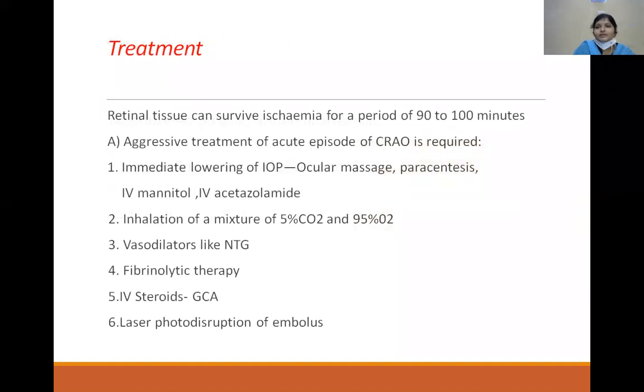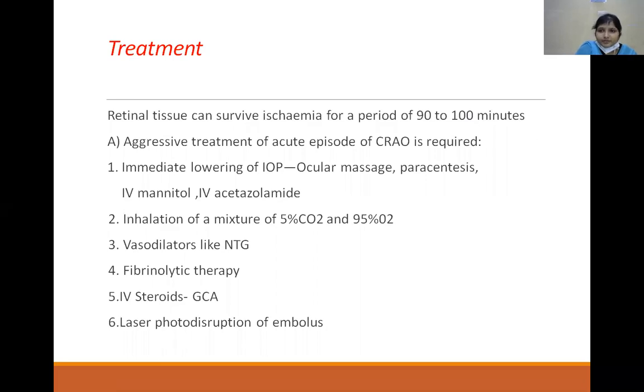So, what is the treatment for artery occlusion? In central retinal artery occlusion, the retinal tissue can survive ischemia only for a period of 90 to 100 minutes. So any treatment we give to a patient with central retinal artery occlusion, immediate treatment is very important, because if treatment is delayed, the retinal tissue becomes ischemic, the changes are irreversible, and later the retina goes into atrophy. So the first 1 to 3 hours is very important in a patient with central retinal artery occlusion.